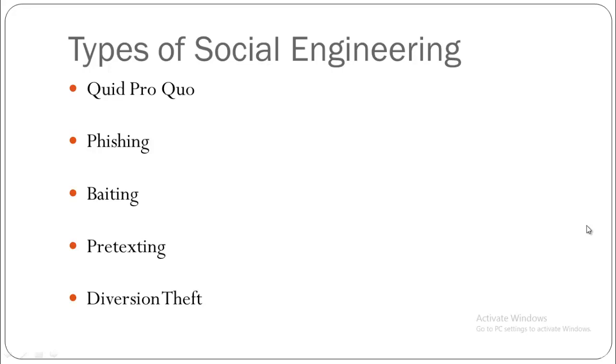Baiting is a real world Trojan horse that uses physical media. It relies on the greed and curiosity of the victim. The attacker leaves a malware infected CD or USB drive in a location that is sure to be found. The attacker then puts a legitimate or curious label on it to gain interest.